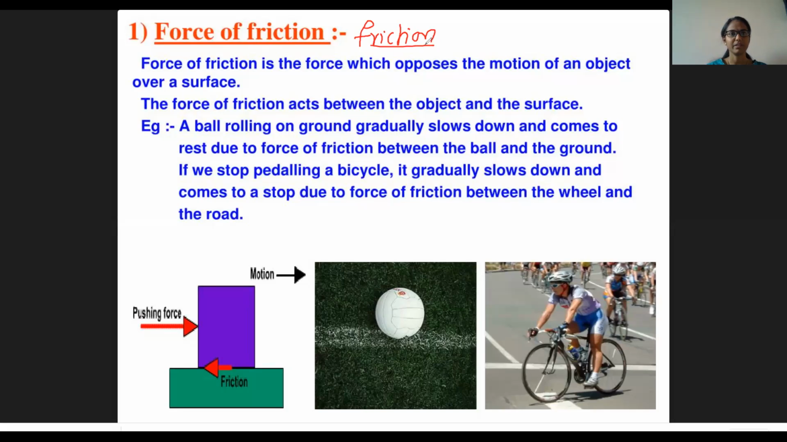So, you know very well that friction is also one of the types of force, right children? Friction is also a type of force. Here, the friction is like a kind of opposing force, but not always. Sometimes. See how we can define the friction. Force of friction is a force which opposes the relative motion of an object over another surface.